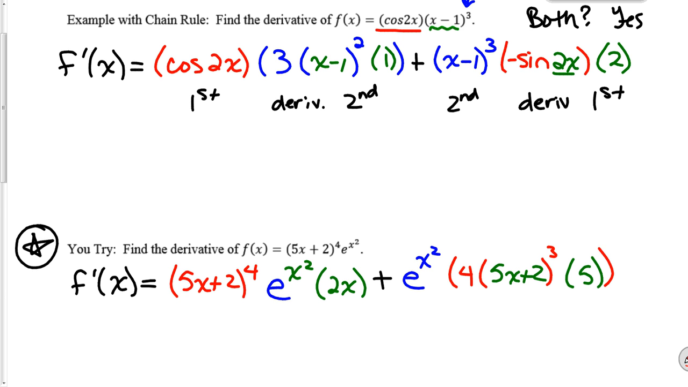Here is the solution to the U try. And again, just as a recap, I have the first. This is the derivative of the second. And this is the second left alone. And this is the derivative of the first. So if you need to pause the video to work through that, do that here. Otherwise, we're going to move on to the next one.